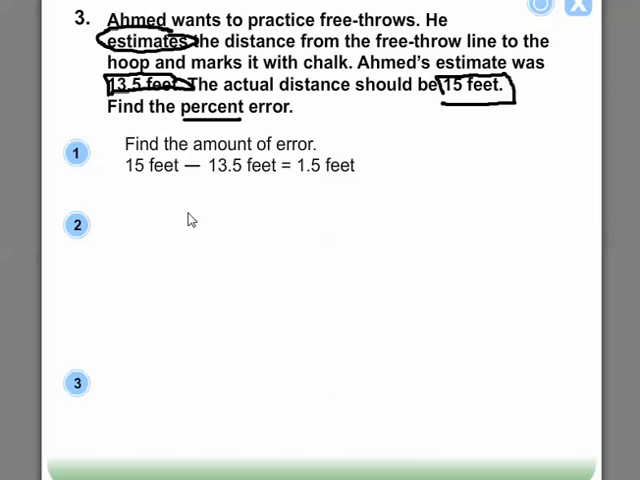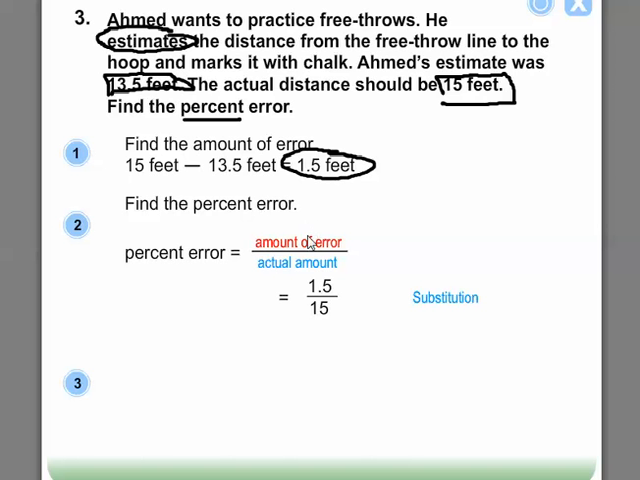Same first step, 15 minus his guess. He was off by 1.5 feet, and that's where some students leave their answer. They say, well, he was 1.5 feet off, but that's not what we want. What we want is to know what that 1.5 feet is compared to what it actually is away from the free throw line. So now we're going to take that 1.5 feet and we're going to put it in as the amount of error compared to what it actually was. And we need to know how far off he was from the actual value, not his guess, but the actual value, what it proved to be.